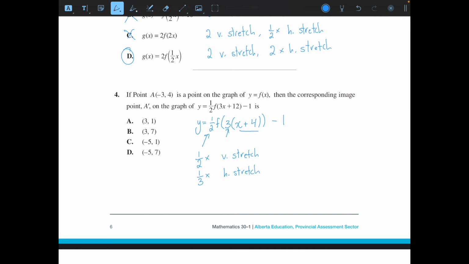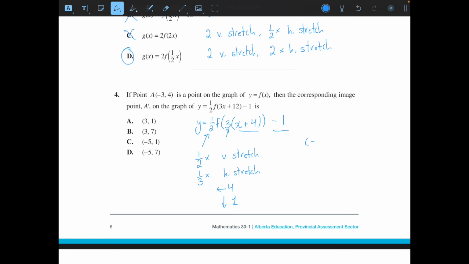Then we have this plus 4 on the inside. We do the opposite, so instead of going to the right 4, we go left 4. And then on the outside, we have this negative 1, so we're just going to read that off as just negative 1, so down 1.